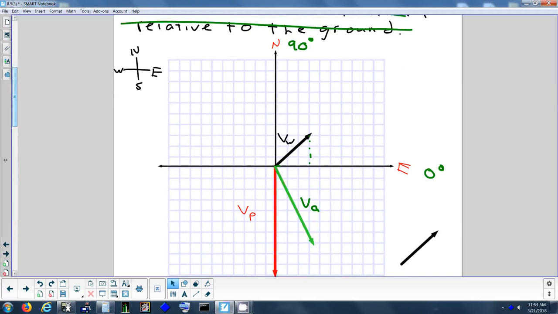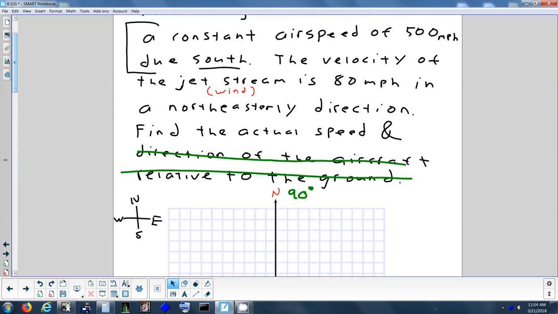What if I said that the wind was blowing from the north? If the wind is coming from the north, which way is it blowing? South. The wind is coming from the north and blowing to the south. So just make sure when you read a problem, if they tell you which way the wind is blowing, like the wind is blowing south, or the wind is coming from the north. From the north means it's heading south. Does that make sense?